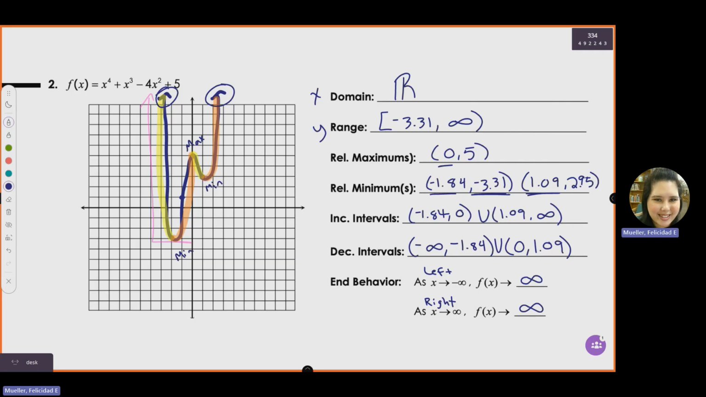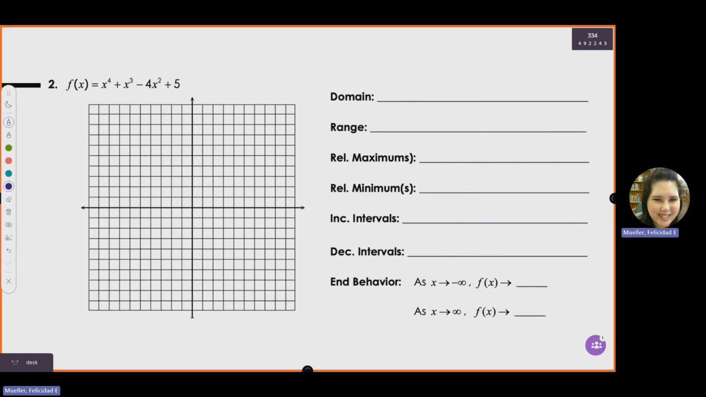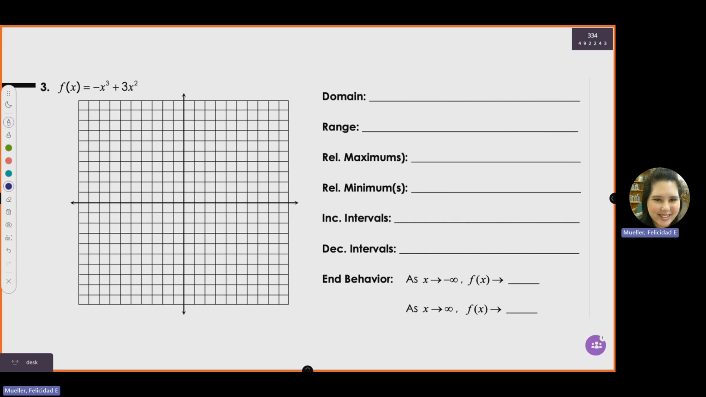Again, as always, pause the video as needed. For the next three problems, for those that actually have the handout in front of them, they are going to be "you try," so I want you to go ahead and try those on your own. I'm going to go to the next slide for those that are trying to do this on their own without the handout.